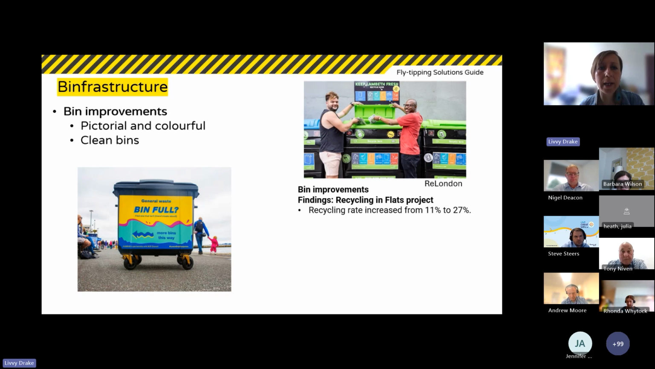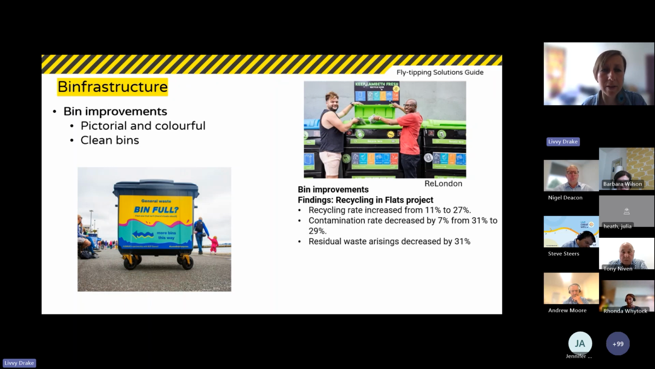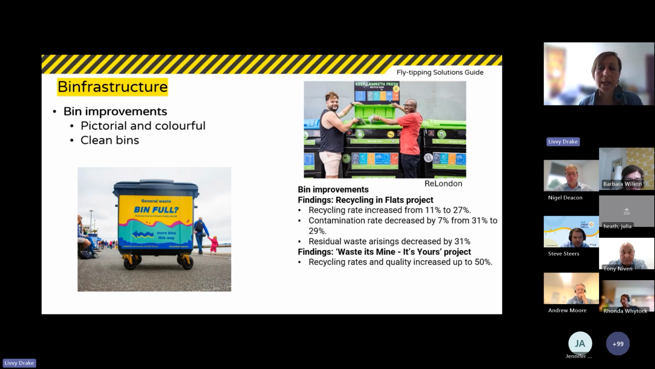In the Recycling in Flats project, they provided new bins with colourful lids and more services, and they had a reduction in recycling contamination from 22% to 11%. Recycling rates increased, contamination decreased, and residual waste arisings decreased as well. In another project where they engaged with the residents, called Waste It's Mine, It's Yours, recycling rates increased as well, and waste reduced. And they had a stronger sense of community, because people had been involved in the consultation and they felt more of a sense of pride.